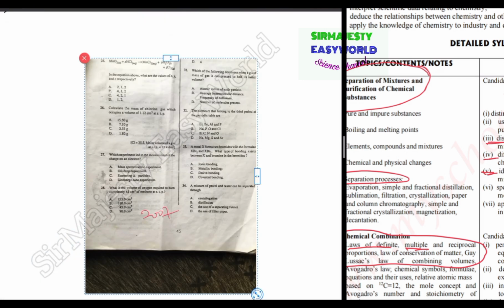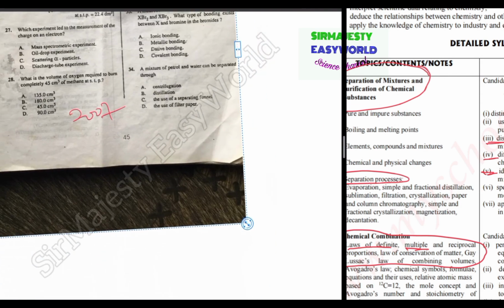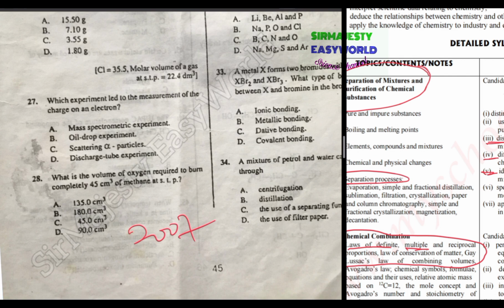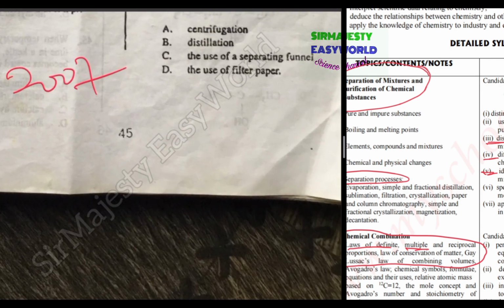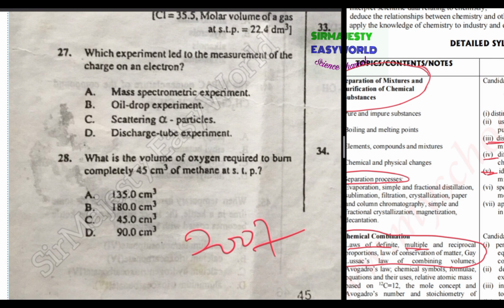Okay, this is 2007 JAMB question number 28. Yeah, 28 is what requires that law. It says, what is the volume of oxygen required to burn completely 45 cm³ of methane? I'll zoom it in more.